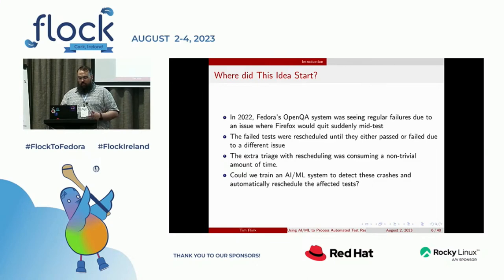It wasn't something that was causing the system to stop or anything like that, but it was overhead on the people doing the triage, and they usually have better things to do with their time than deal with a common issue that hopefully we can find a tool to work around. So we came to this question: can we train a machine learning system to detect that particular crash and then automatically do the rescheduling?